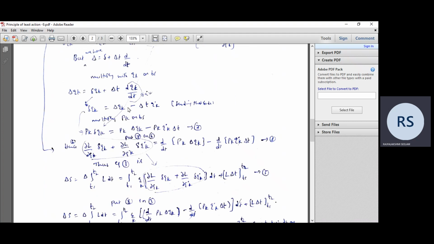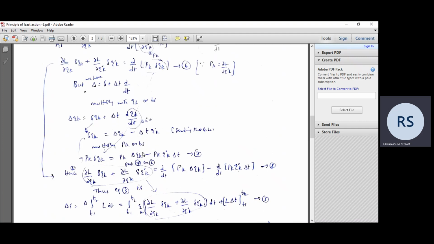Now multiply with pk on both sides for this equation. So pk δqk equals, we are multiplying with pk, pk into δqk minus pk into δt into qk dot. So this is equation number 7. Let us substitute equation number 7 in equation number 6. In equation 7 we have pk into δqk, so we are replacing pk δqk with equation number 7.